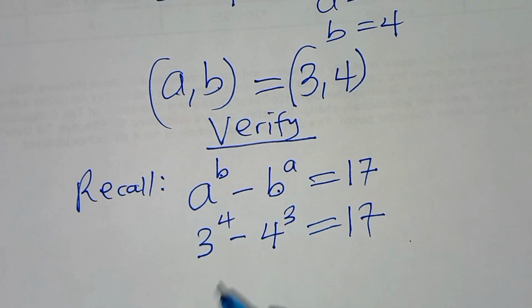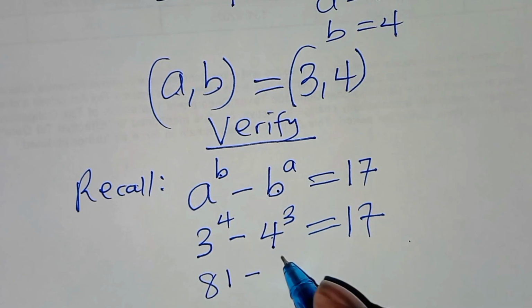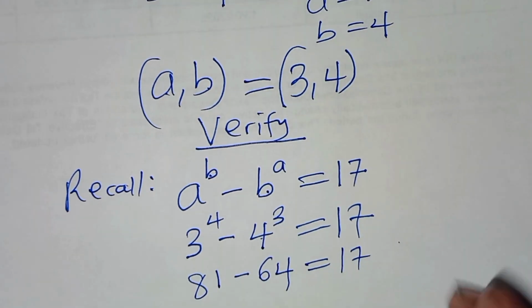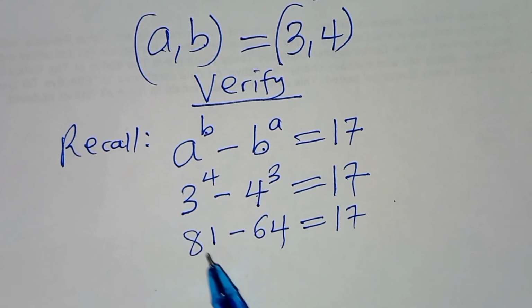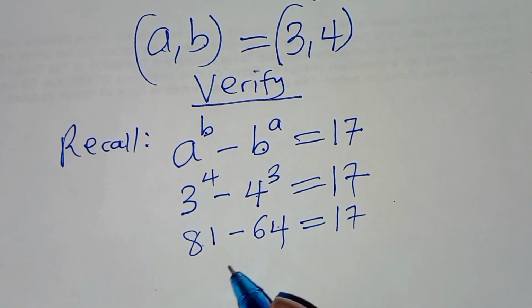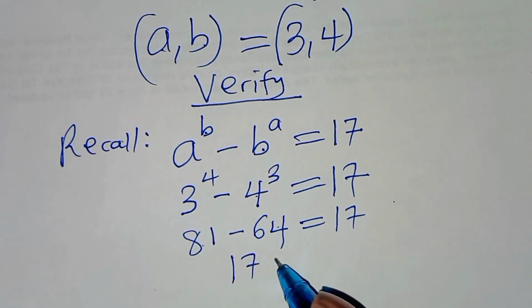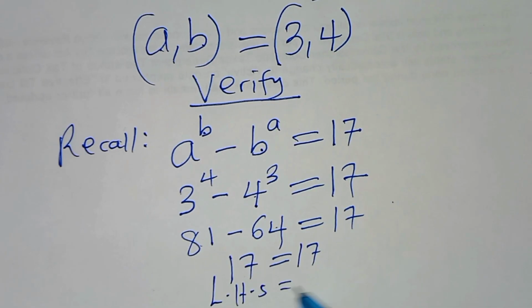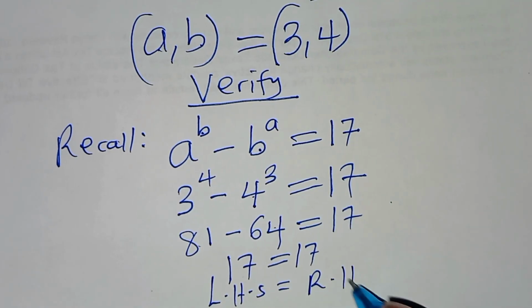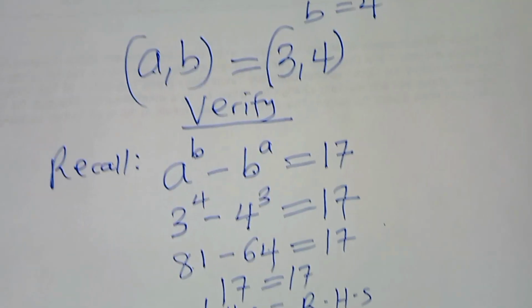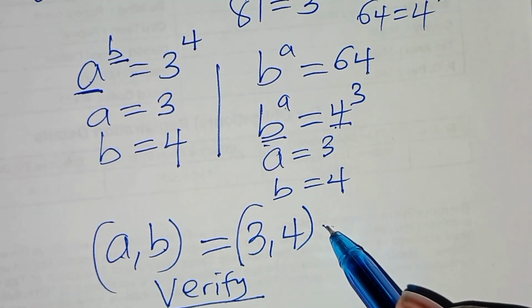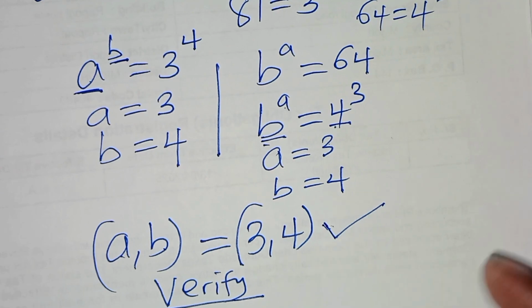So 3 to power 4 is equal to 81, subtract 4 to power 3, which is equal to 64. This should give us a value of 17. In this case, we have 81 subtract 64, and this is equal to 17. And that implies that the left-hand side is equal to the right-hand side. So (a, b), which is (3, 4), actually satisfies the equation.